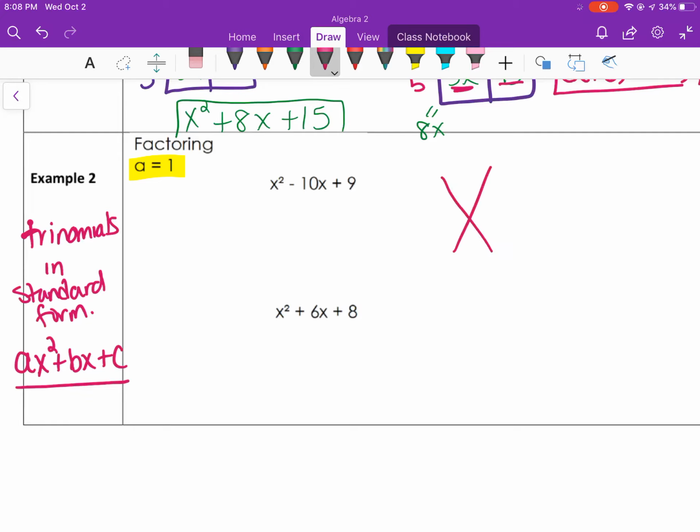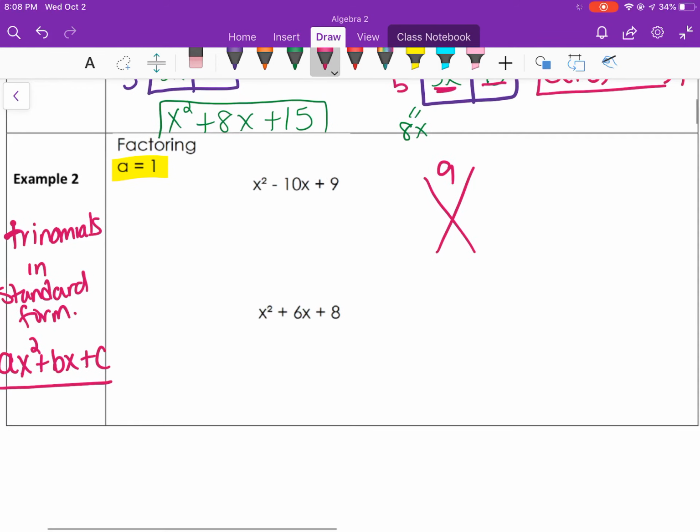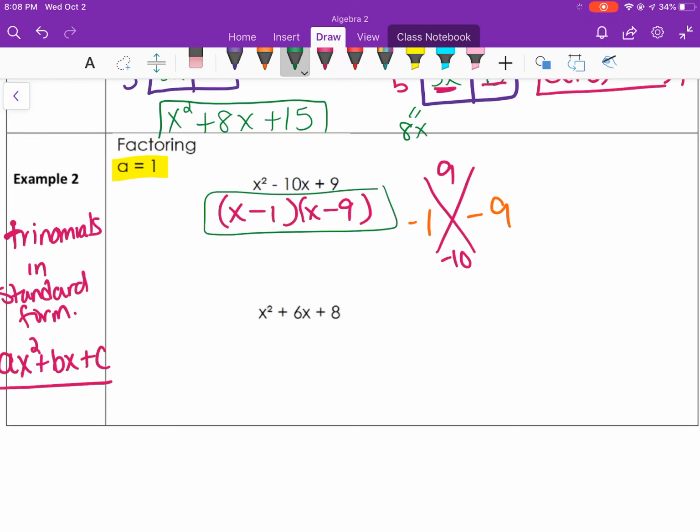So what you're going to need to do is find factors of c, the 9, that add up to negative 10. So two numbers that multiply to 9 but add up to negative 10. Well, that's going to be negative 1 times negative 9. Negative 1 times negative 9 equals 9. Negative 1 plus negative 9 equals negative 10. So this will factor, because x squared is just x times x, and then it'll be minus 1 and then minus 9. And then you can always check that by multiplying it back out.